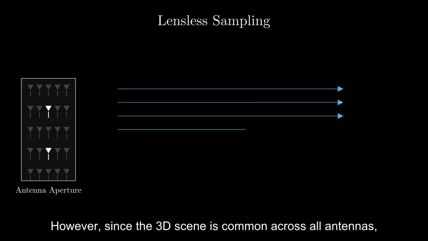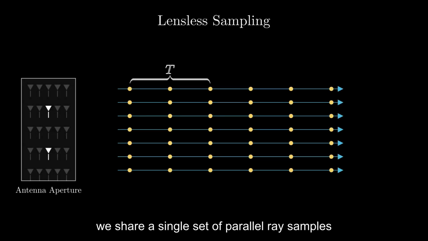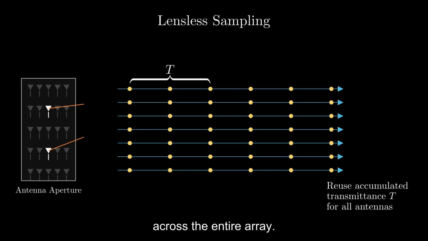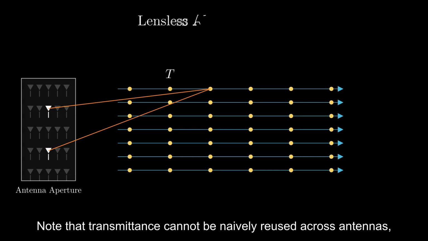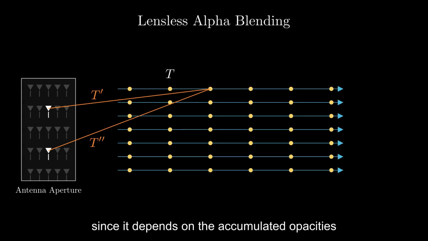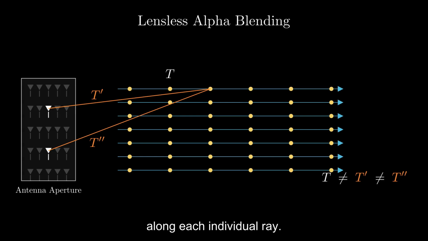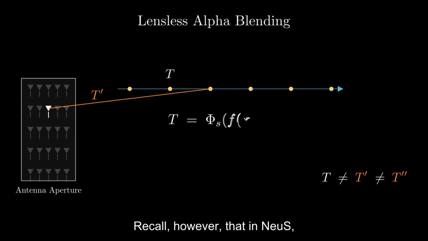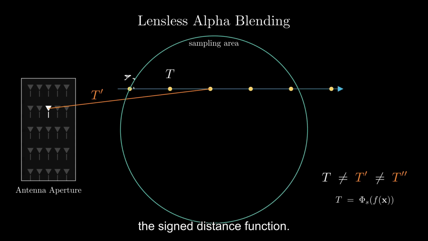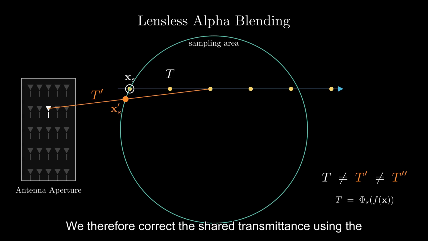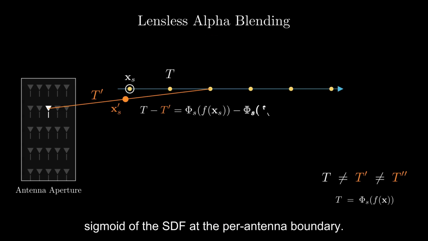However, since the 3D scene is common across all antennas, we share a single set of parallel ray samples across the entire array. Note that transmittance cannot be naively reused across antennas, since it depends on the accumulated opacities along each individual ray. Recall, however, that in NLoS, transmittance is expressed as the sigmoid of the signed distance function. We therefore correct the shared transmittance using the sigmoid of the SDF at the per-antenna boundary.